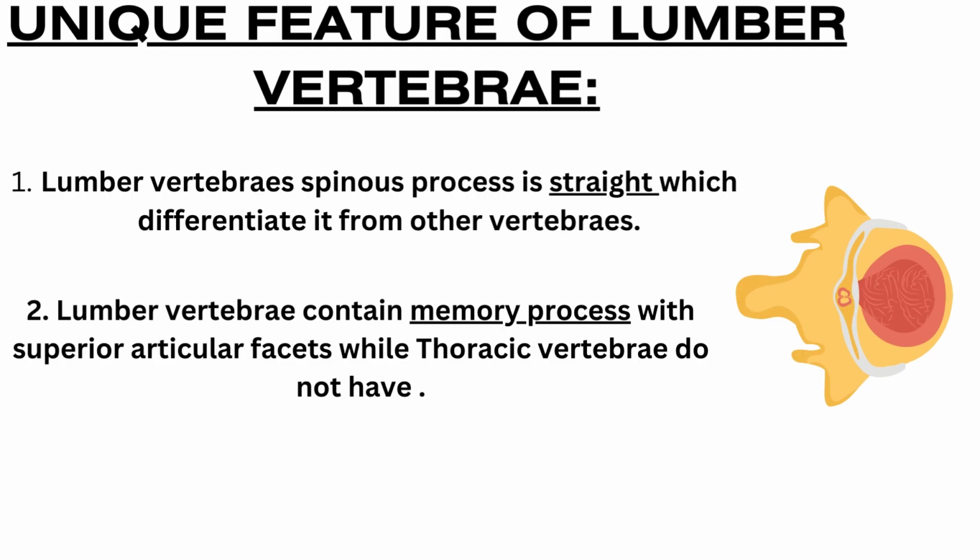A unique feature of lumbar vertebrae is that the spinous process is straight, which differentiates it from other vertebrae. Lumbar vertebrae also contain a mammillary process with a superior articular facet, while thoracic vertebrae do not have it.